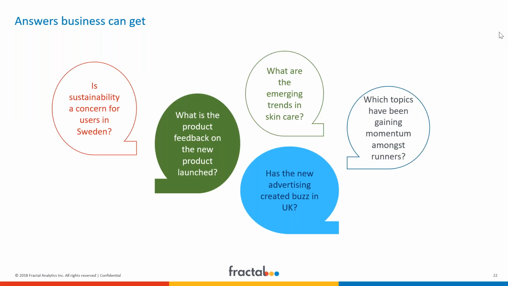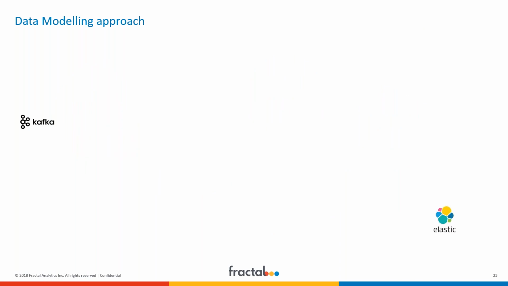The kind of answers that we were able to extract from these data sources were, for example: is sustainability a concern for users in Sweden? The answer is yes, by the way. Or what is the product feedback on the new product that we have launched? Or what are the current emerging trends in skincare? Has the new advertising created buzz in the UK? Essentially, once you have that backend data and the algorithmic pipeline set up along with your front-end consumption layer, you can get very creative around what kind of questions you want to tackle or get answers for. So this was the approach that we took.